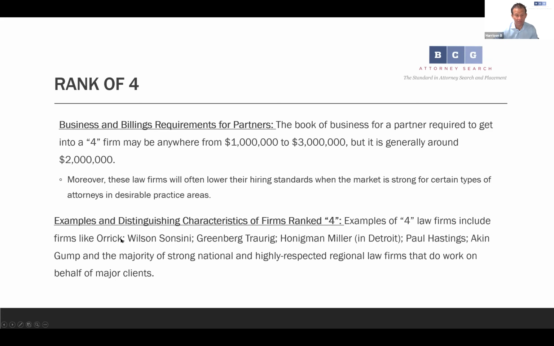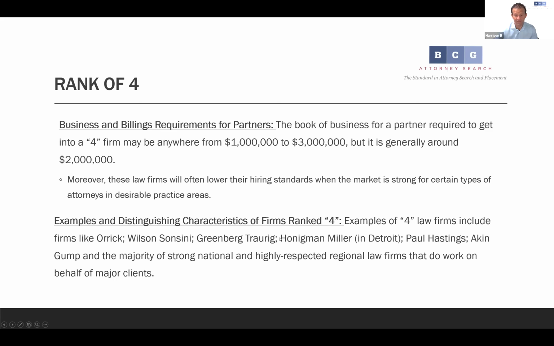A 4 firm would be Orrick, and that might be a 4. It's just a big national firm. It's close to a 5. Same thing with Wilson Sonsini. Greenberg Traurig is probably a 4. It's got a lot of offices, and it's hard to keep things going. And one of the things too, by the way, of these 5 firms, with the exception of Latham and Watkins and a couple of other firms, is that it's very difficult once a firm starts getting a lot of offices for them to stay a 5. If you look at Wachtell, for example, they have one office, and Cravath has one office, and Simpson Thacher only has a few offices.